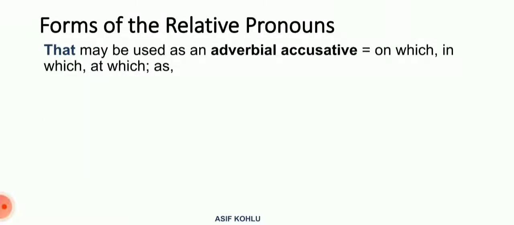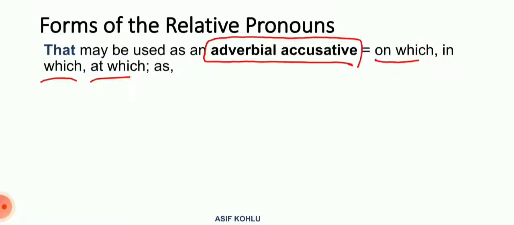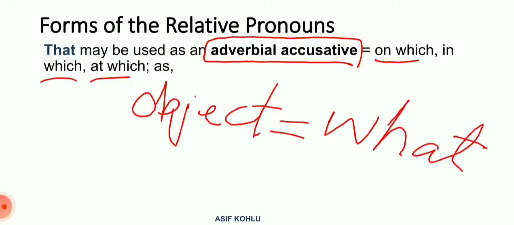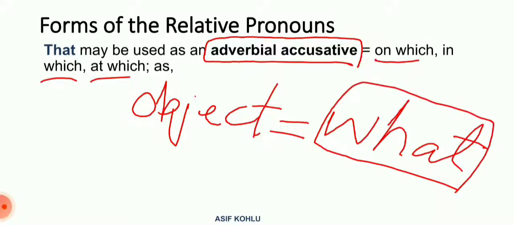Next, that may be used as an adverbial accusative, and it gives the meaning of on which, in which, and at which, etc. Keep in mind what adverbial accusative means. When something is used as the object of the sentence, and it does not give the answer of what; when the object of the verb doesn't answer the question what, and it gives the answer of the question where.